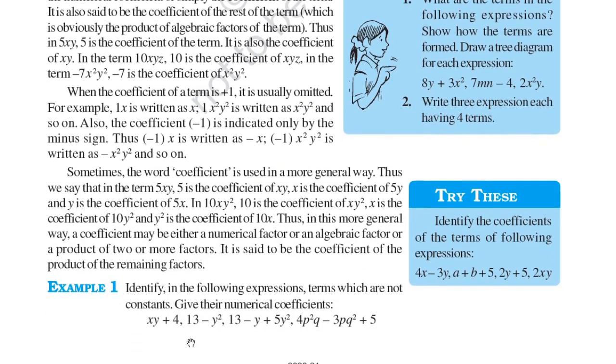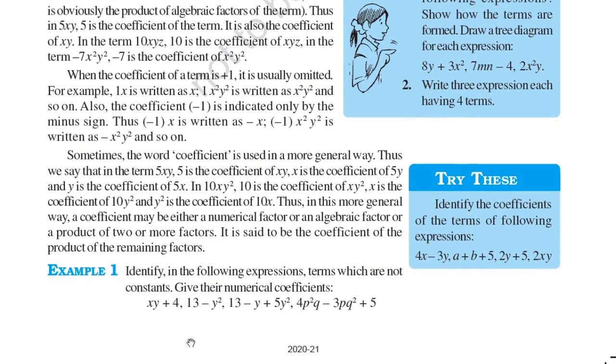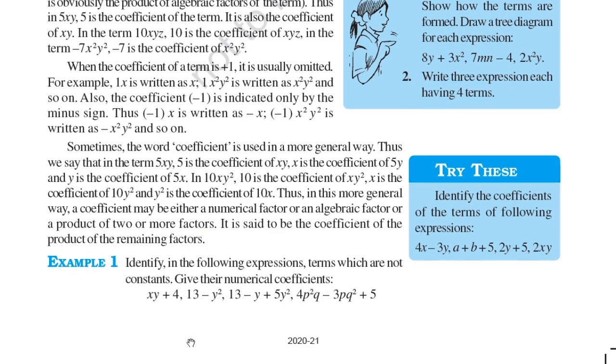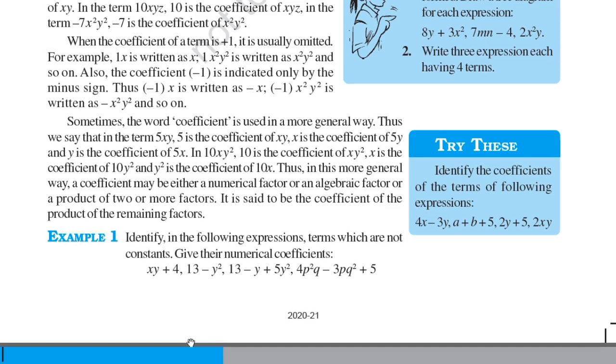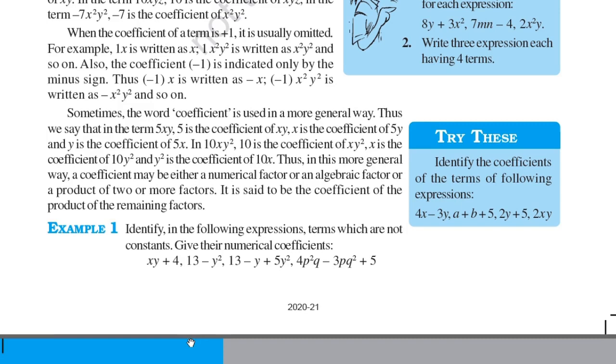Sometimes the word coefficient is used in a more general way. Thus we can say that in the term 5xy, 5 is the coefficient of xy, x is the coefficient of 5y, and y is the coefficient of 5x. In 10xy square, 10 is the coefficient of xy square, x is the coefficient of 10y square, and y square is the coefficient of 10x. Thus in this more general way, a coefficient may be either a numerical factor or an algebraic factor or a product of two or more factors. It is said to be the coefficient of the product of the remaining factors.